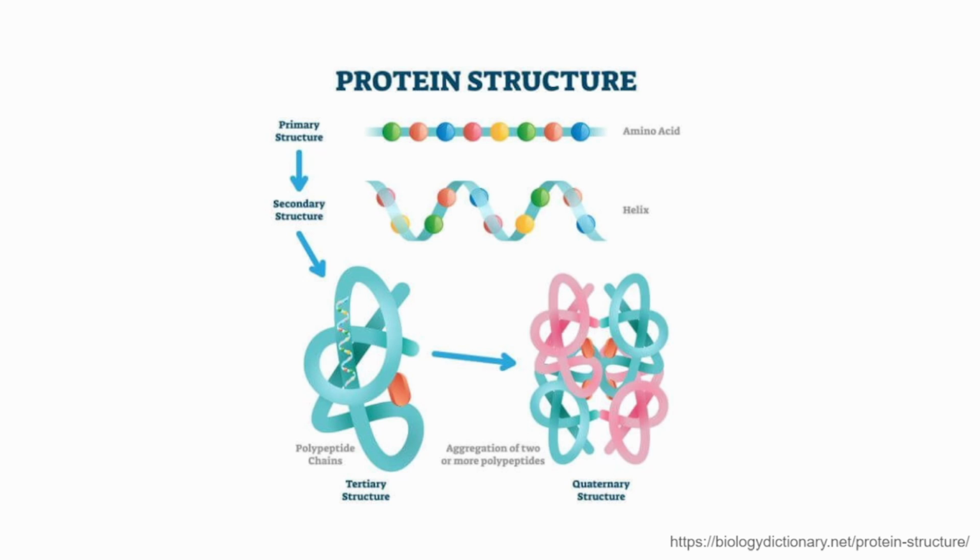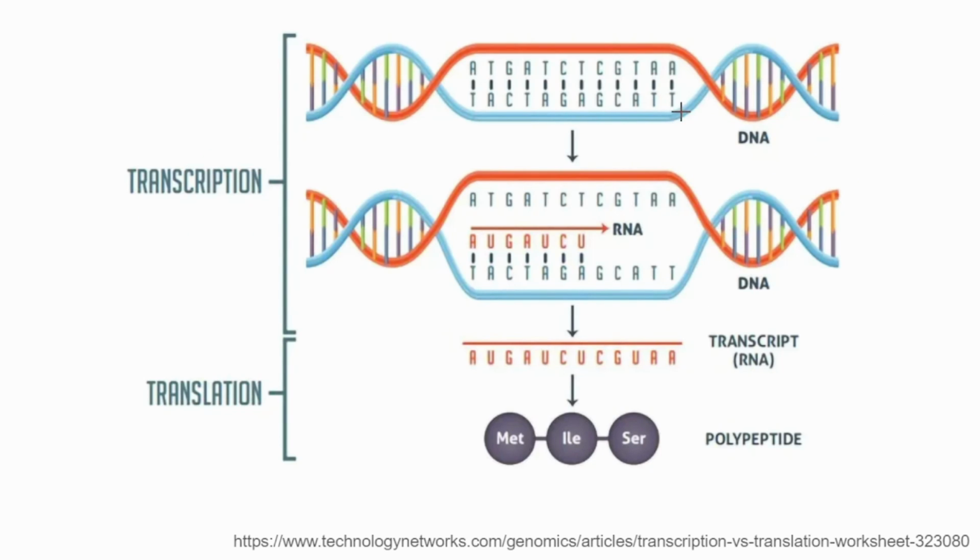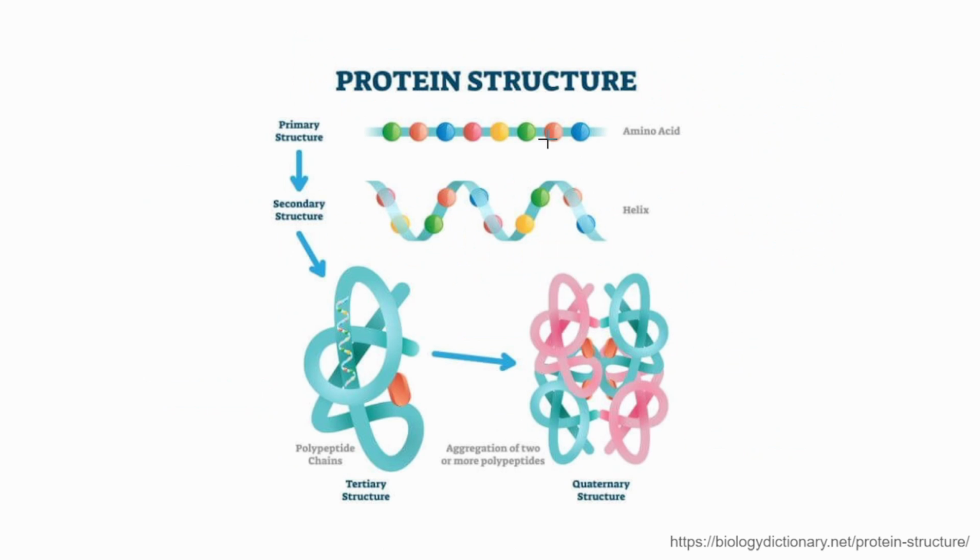But to review everything, we have our DNA, then we go to our RNA, then we create proteins. The DNA is transcribed into RNA, and then the RNA is translated into the polypeptide. And then that polypeptide needs to be folded and then combined with other polypeptides so that it creates a protein. And that's it. That's the general summary. Of course, there's a lot more details that can go into that.